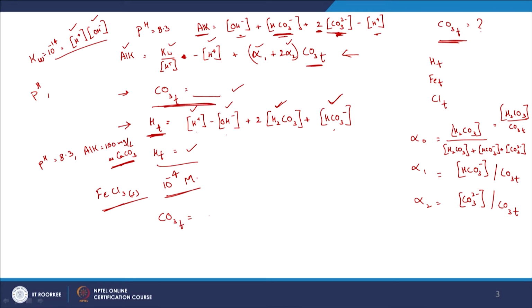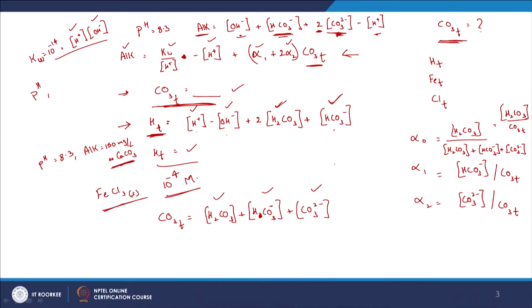What is it going to be present as? It's going to be present as H2CO3, HCO3 minus and CO3 2 minus. This is from our background in acid base chemistry. I am skipping writing down all the species and the relevant formation equations and the tableau, but by this time you should understand that CO3 total is only present in these three conjugate acid base forms: H2CO3, HCO3 minus and CO3 2 minus.